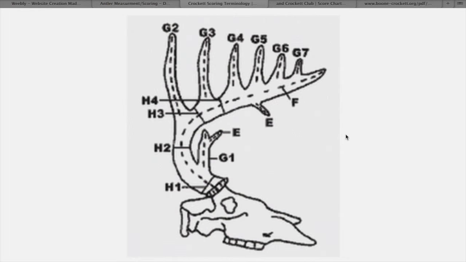Beam length. The measurement from the bottom of the burr to the tip of the main beam. Item F in the photo is an example of the main beam measurement.